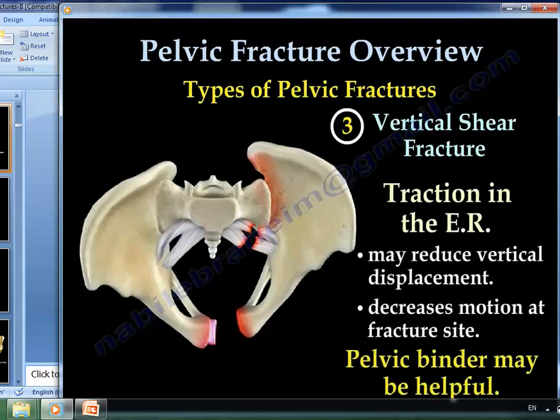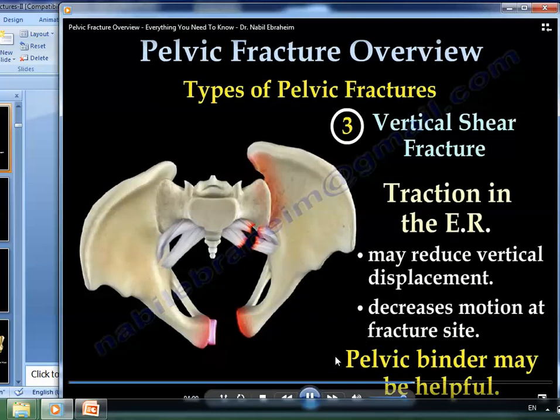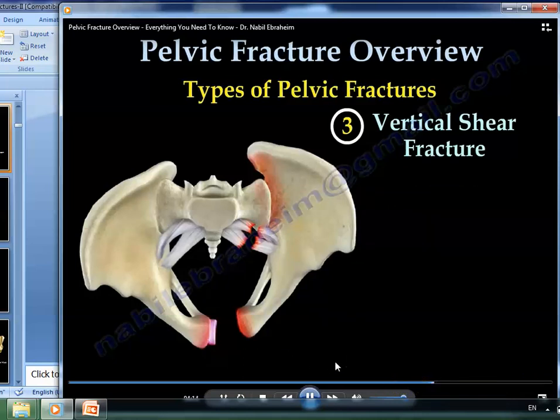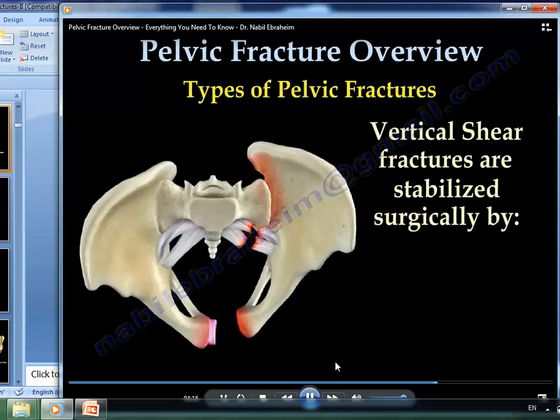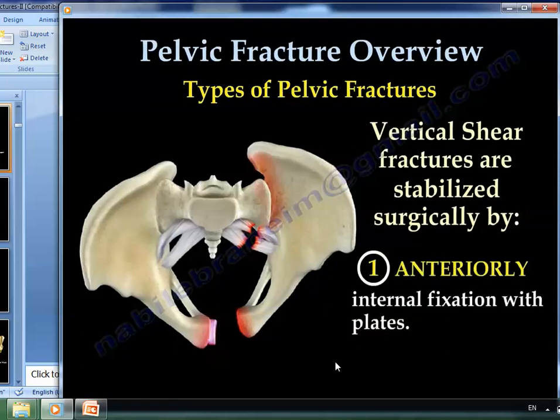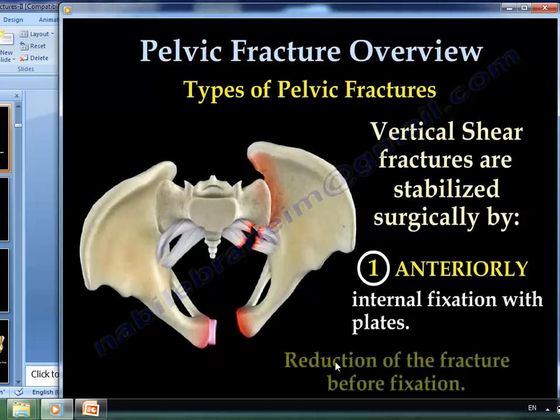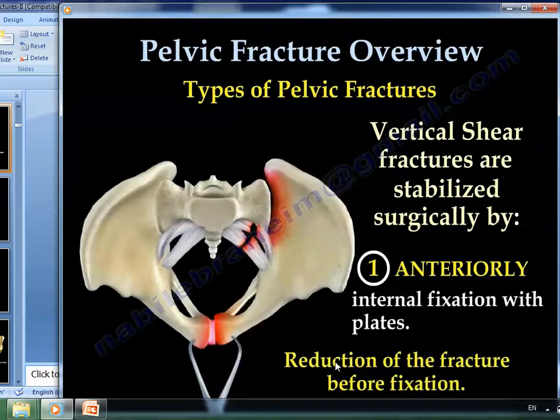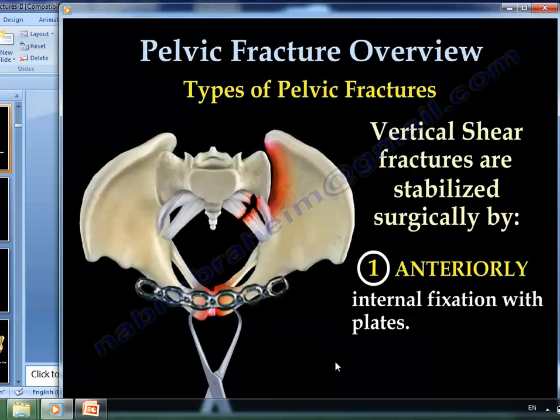You probably will use traction in the emergency room, which will reduce the vertical displacement and decrease the motion at the fracture site. You may also use a pelvic binder in the emergency room. Vertical shear fractures are stabilized surgically by anterior stabilization using plates. Reduction of the symphysis pubis is done before fixation. And here is the anterior fixation.